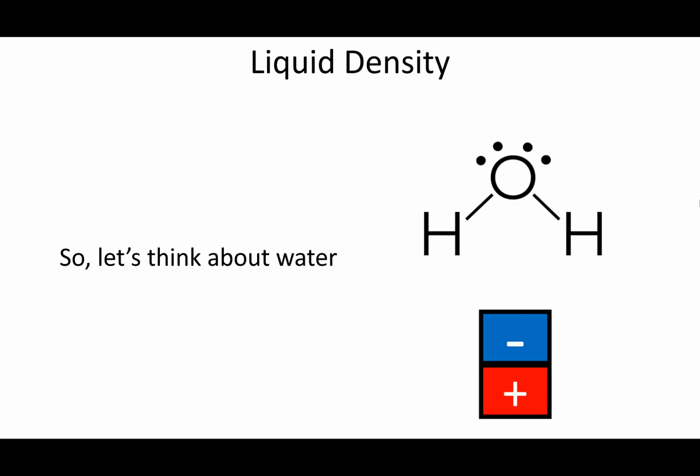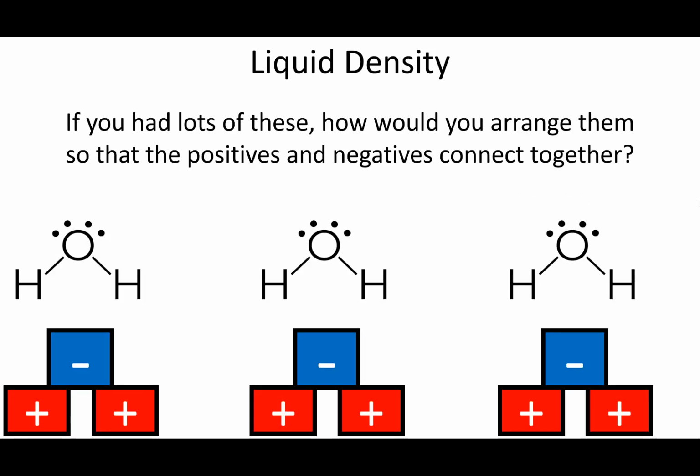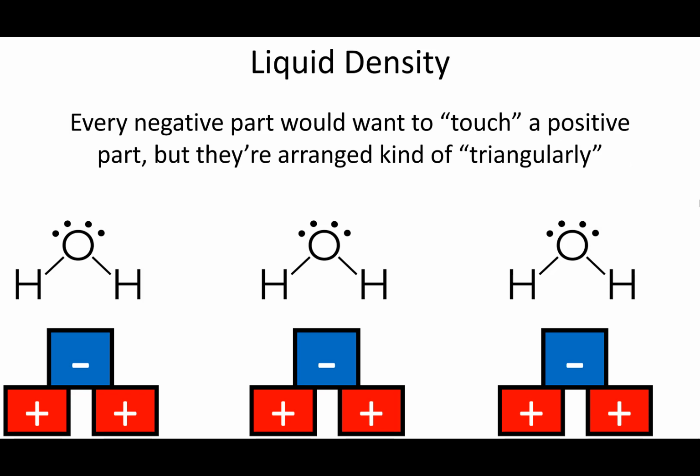So let's think about water. It's really more like this. The oxygen is negative and both of the hydrogens are positive because of its polarized nature. And if you had a lot of these, try to think about how you would arrange them so the positives and negatives connect together. Now you wouldn't be able to just arrange them in a straight line. You want every negative part to be close to a positive part, but they're arranged sort of like triangles.